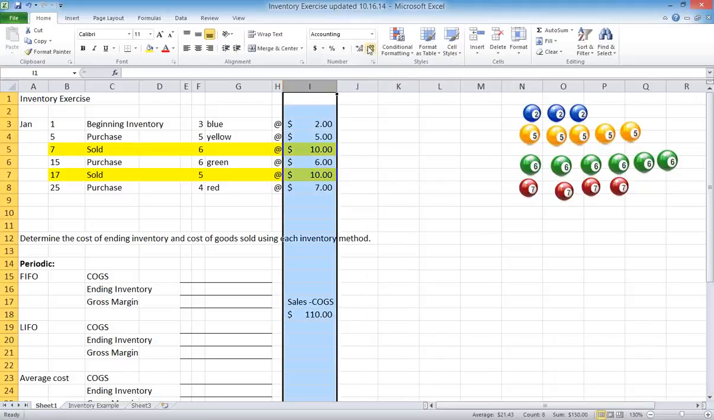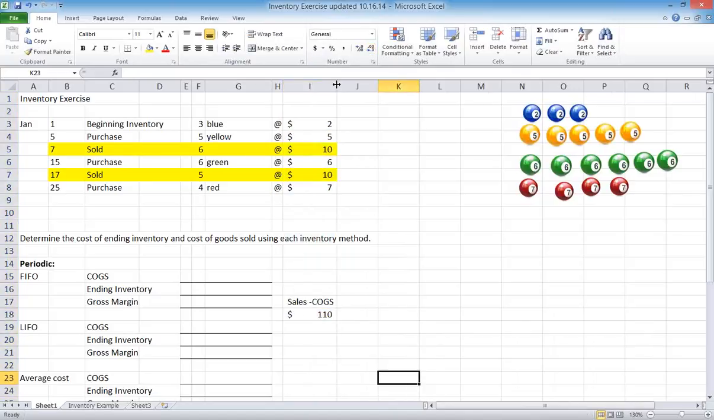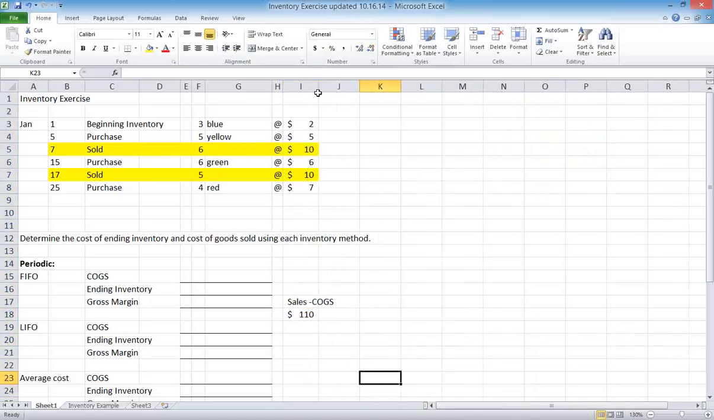Let me remove these zeros. Okay, make my column smaller here.